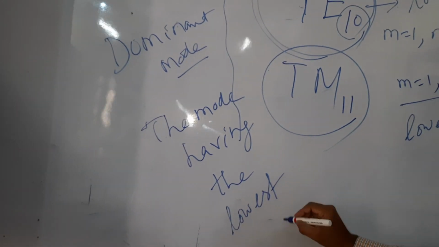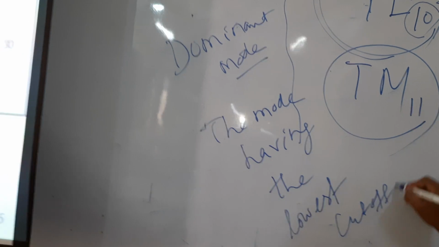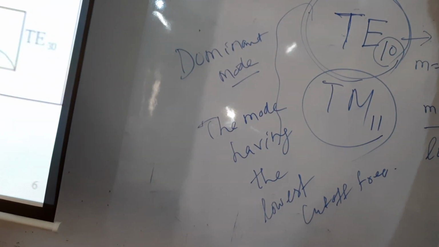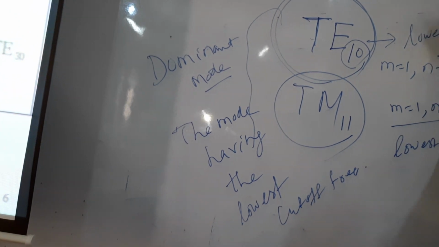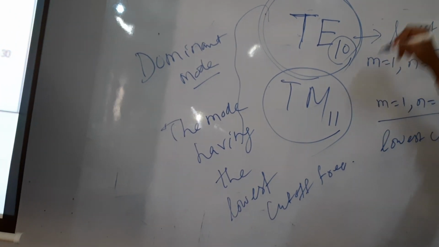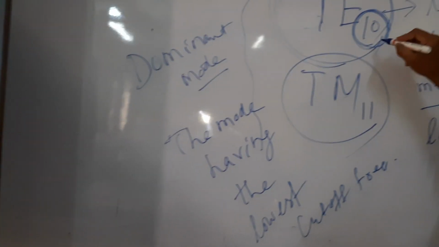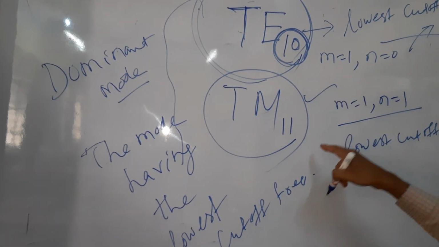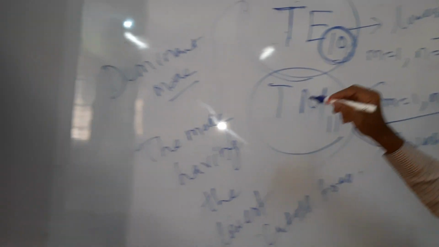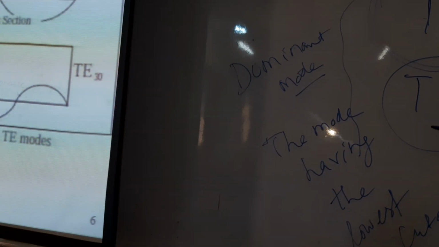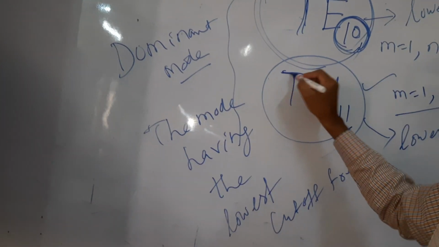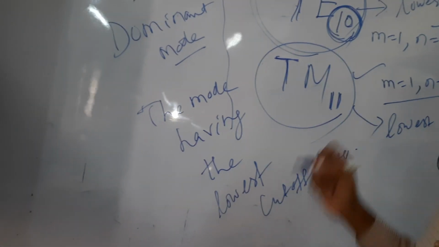The mode having the lowest cutoff frequency is called the dominant mode. So we can have TE20, TE30 like that, but they are not the dominant modes, because if you derive, TE10 gives the lowest cutoff frequency. Similarly, TM11 gives the lowest cutoff frequency. That's why if anyone asks what is the dominant mode, in transverse electric, TE10 is the dominant mode, and in transverse magnetic, TM11 is the dominant mode.